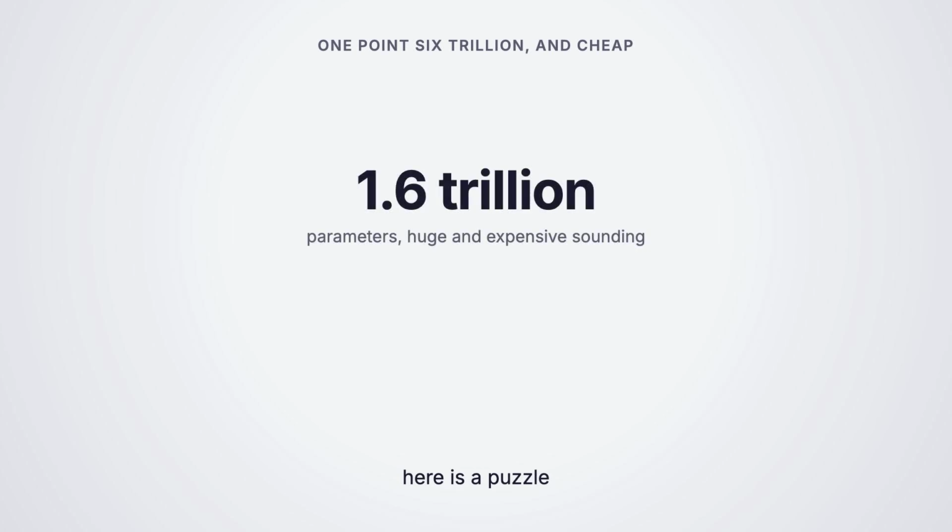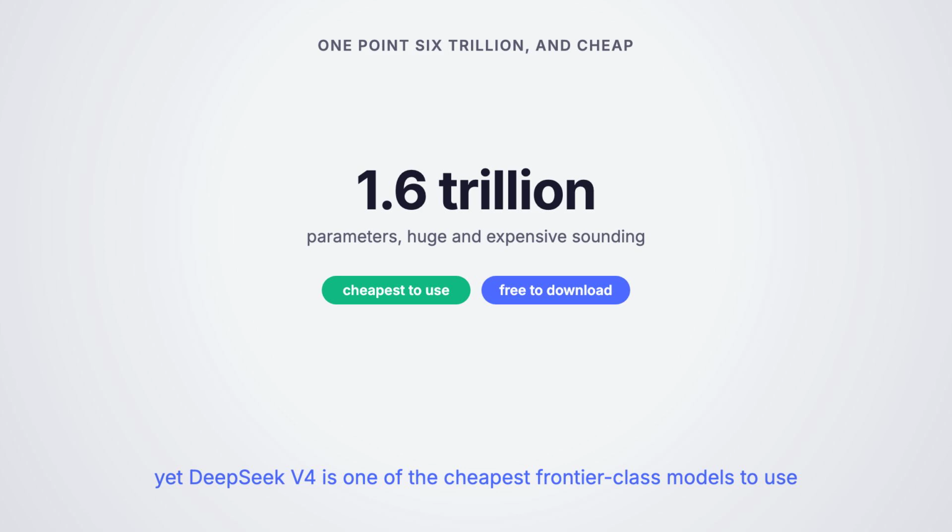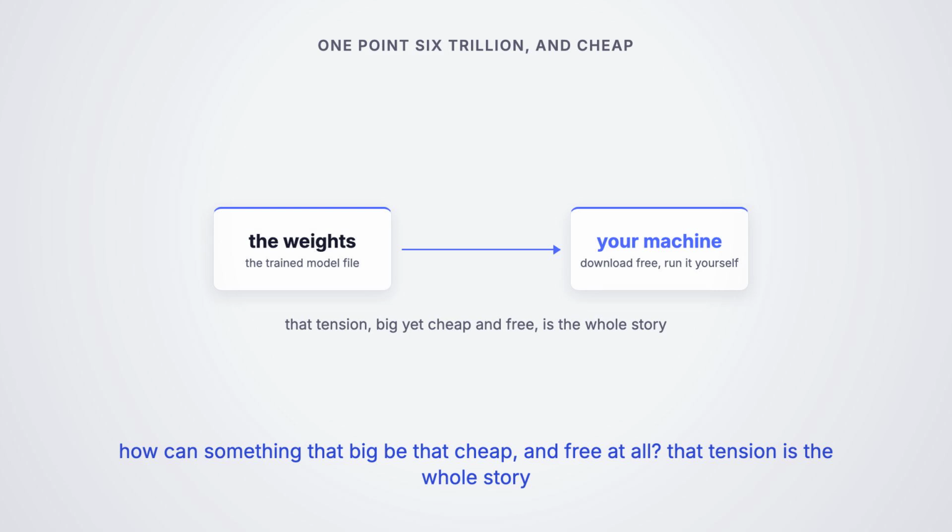Here is a puzzle. A language model with 1.6 trillion parameters sounds impossibly large and impossibly expensive to run. Yet DeepSeek V4 is one of the cheapest frontier-class models to use, and you can download the actual model for free and run it on your own hardware. How can something that big be that cheap, and how can it be free at all? That tension is the whole story.